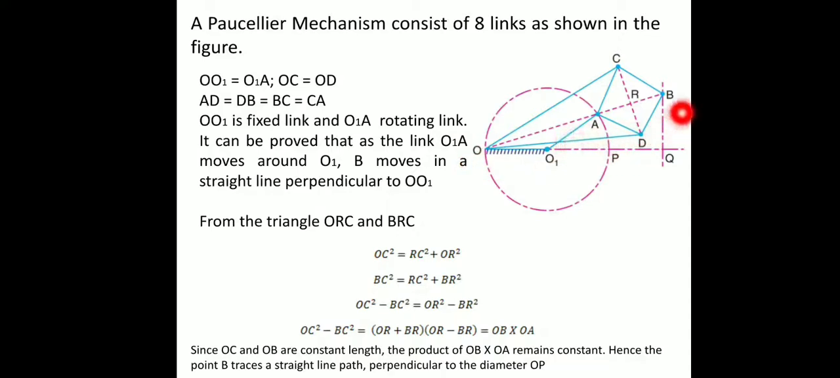And this rhombus mechanism should have equal lengths, that is AD equal to BD equal to BC equal to CA. This is another mandatory thing. O1 is a fixed link. O1A is the crank, or we are giving input at O1A.